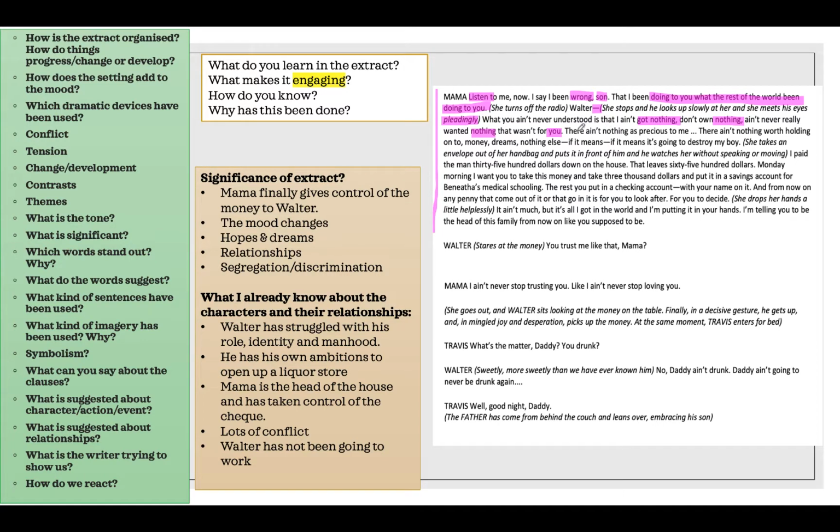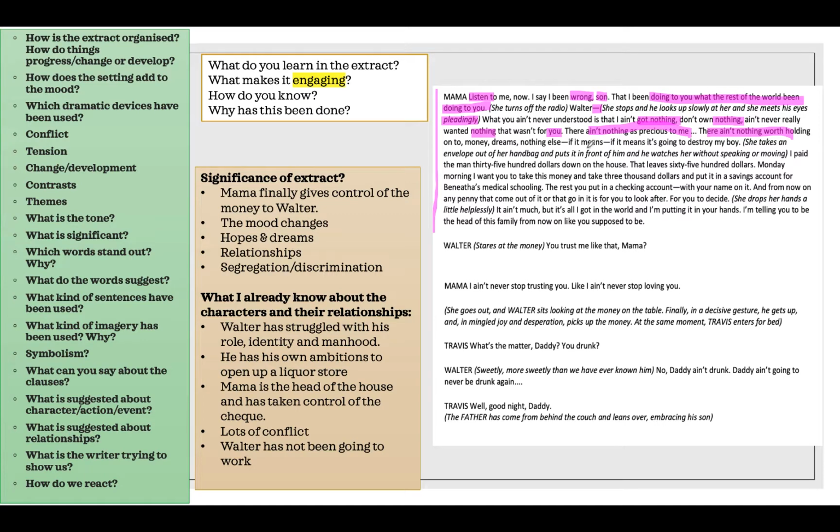And then we have this repetition again. So we've had "got nothing, nothing, nothing." And then she repeats this "nothing," but she kind of inverts the meaning here. So, "there ain't nothing as precious to me. There ain't nothing worth holding if it means it's going to destroy my boy." So she repeats "nothing," but it has been inverted because she's showing that none of it really matters unless she's got her son.